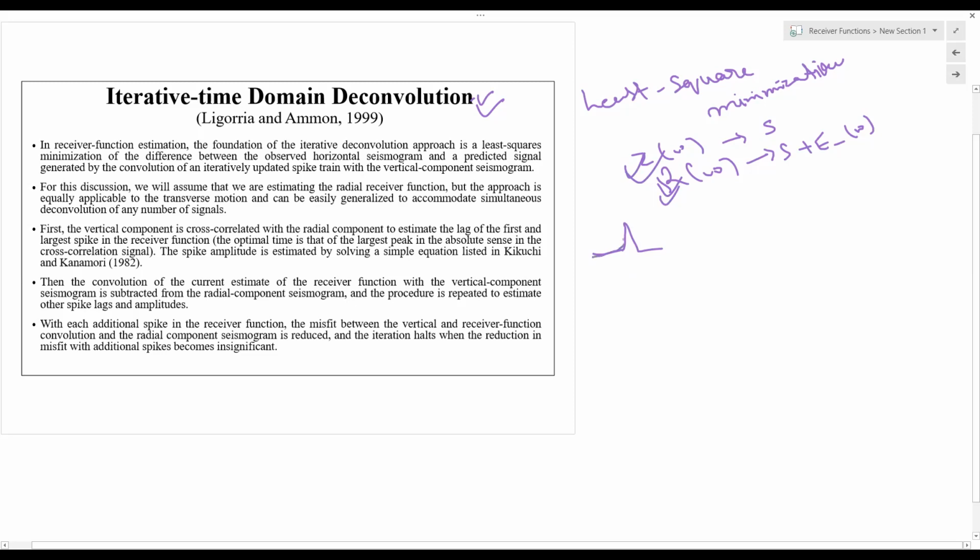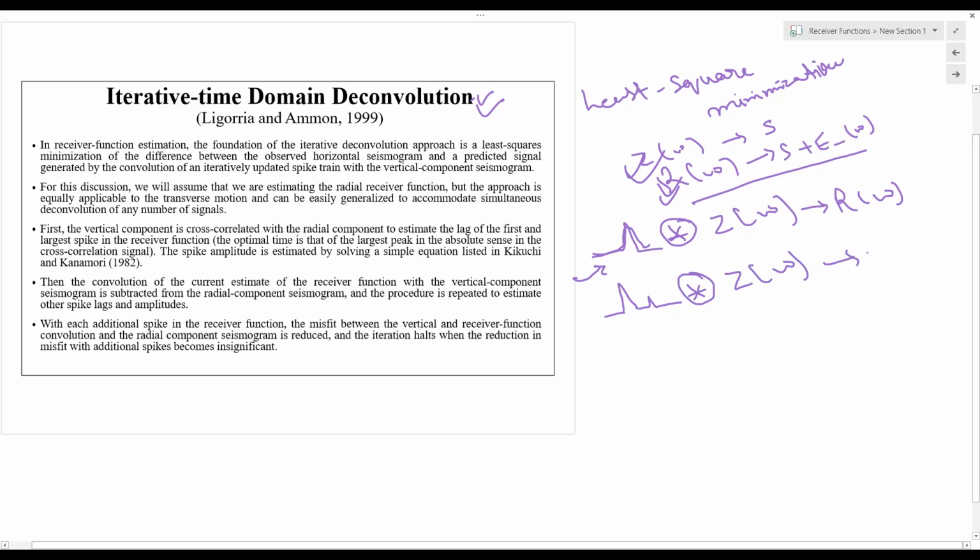After they get this spike, they convolve it with the vertical component. If this is the true Earth impulse response, then convolving it with the vertical component should essentially give the radial component, right? Likewise, in the second iteration, they improve the spike or add more spikes to the Earth impulse response, and then again convolve it with the vertical component to get another radial seismogram.